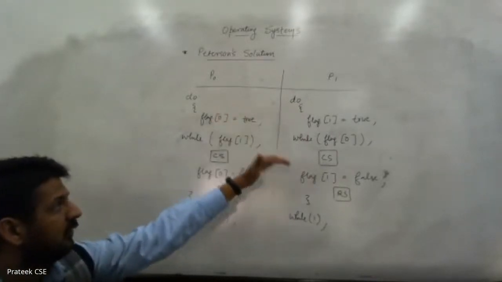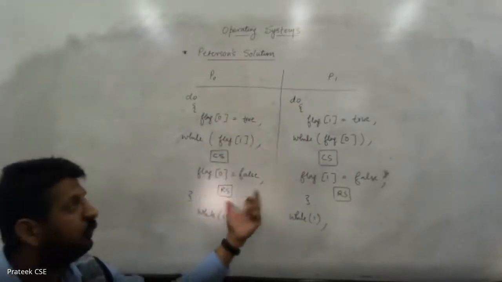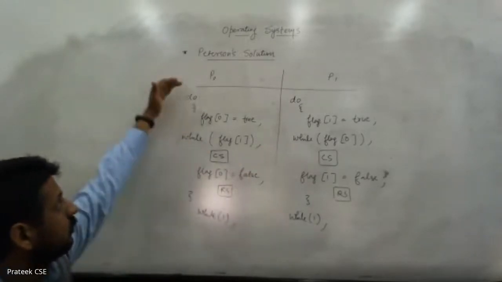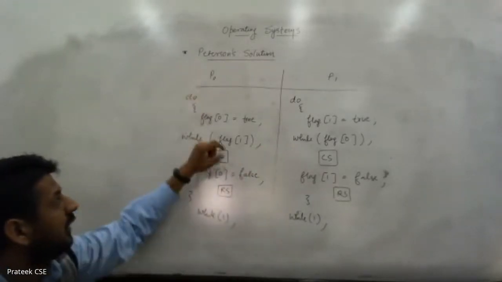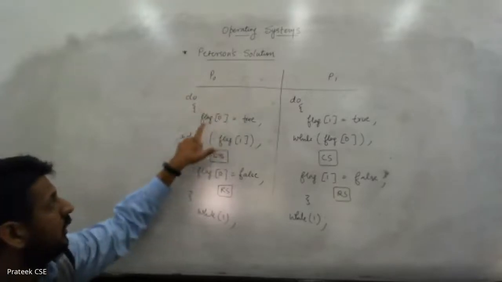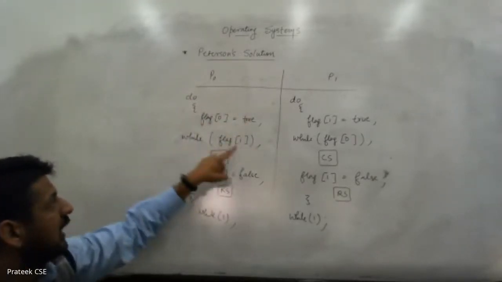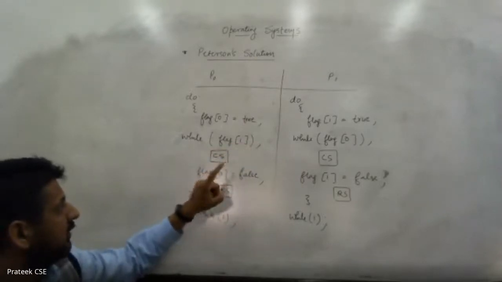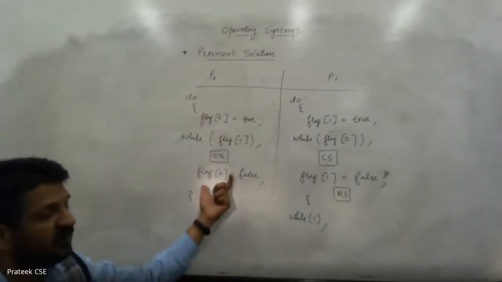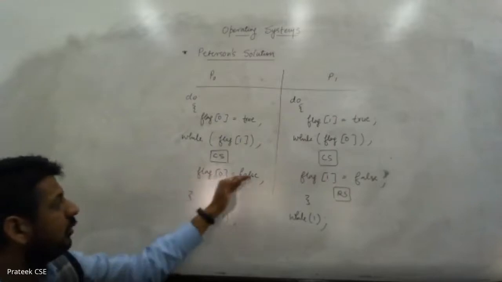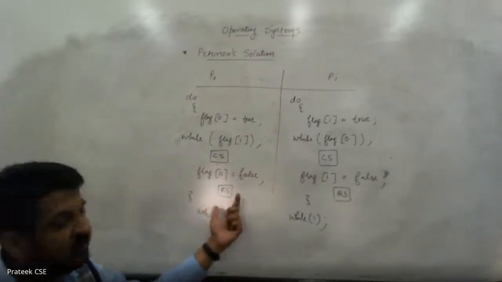Okay, so this is the same code which I have just shown you in the slide. I have written this code for both the processes P0 and P1. If P0 wants to enter the critical section, this will be the code. The process P0 will set flag[0] to true, then while flag[1], and then the critical section. And if P0 wants to exit the critical section, it will set flag[0] equals false, then we will have the remainder section.